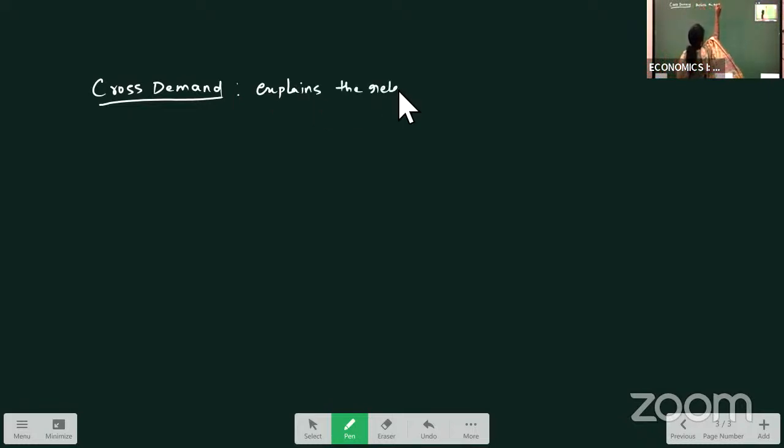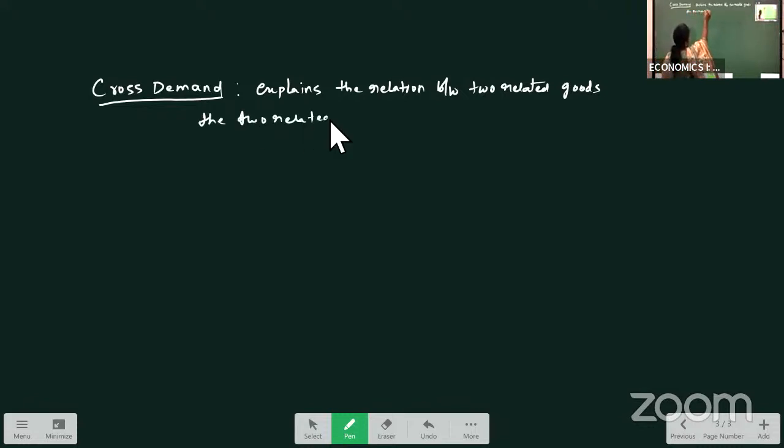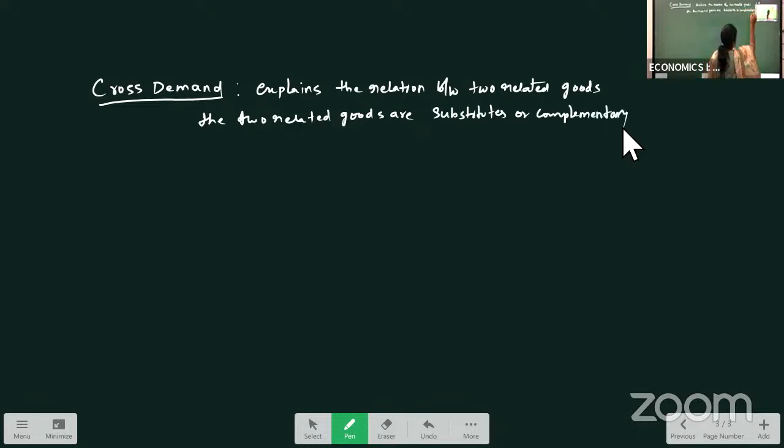the relation between two related goods. It explains the relation between two related goods, right? The two related goods are... what relation will it be? It will be either substitutes or complementary. Either substitutes or complementary goods.